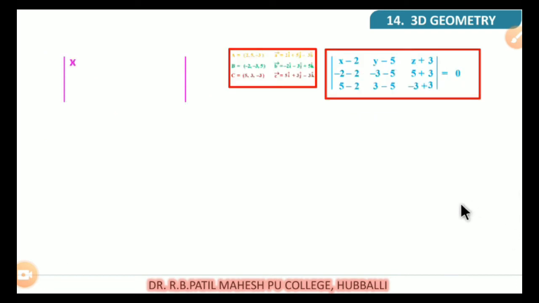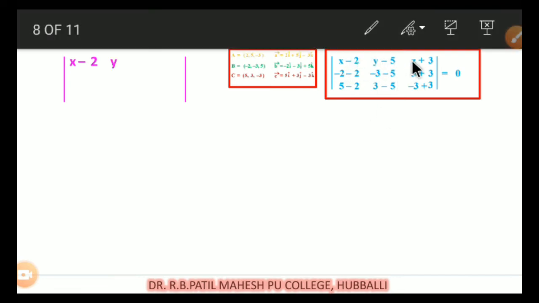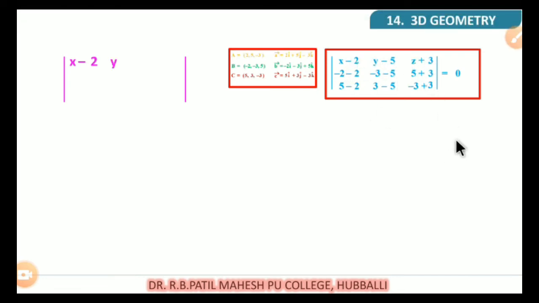Now we can make the simplification. So already we have x minus 2, y minus 5 and z plus 3 in the first row. In the second row, minus 2 becomes minus 4, minus 3 minus 5 becomes minus 8, 5 plus 3 becomes 8. In the third row, 5 minus 2 is 3, 3 minus 5 is minus 2, and minus 3 plus 3 is 0, which is equal to 0.